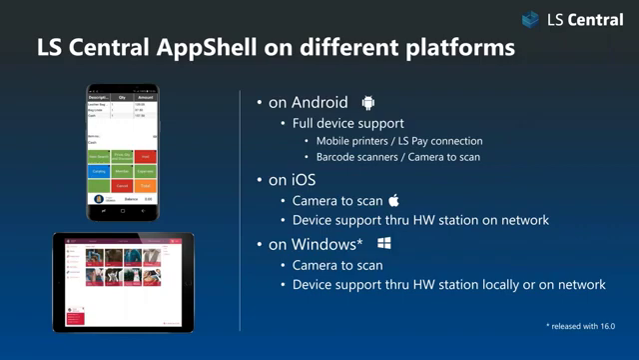Now, the LS Central App Shell is available on different platforms. On Android, that we discussed, and that is our mobile platform of choice. The Android version has the richest features, like the full device support. But it is also available on the iOS platform. There, we have the ability to run the POS by a click of a button and also to access the camera on iOS to scan. And with the upcoming release of LS Central 16, we are releasing a Windows version to run on both a traditional stationary Windows device as well as a Windows tablet.